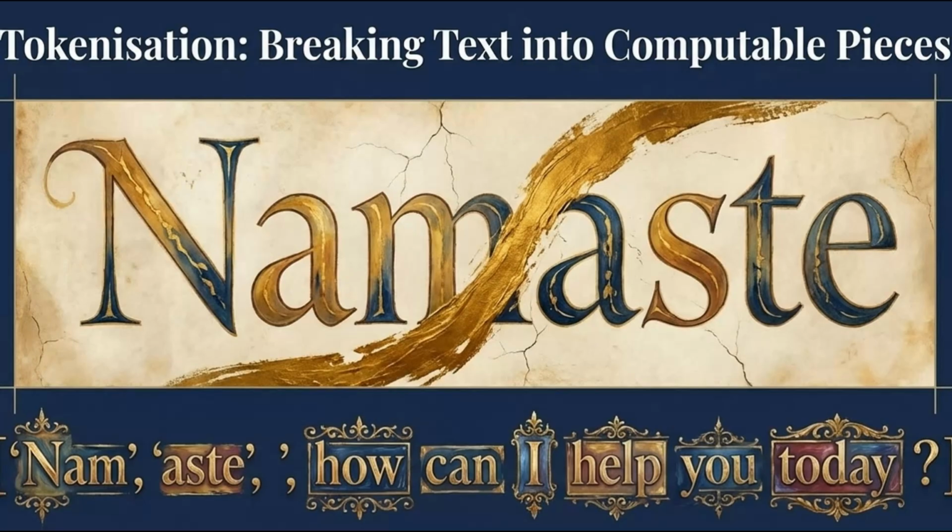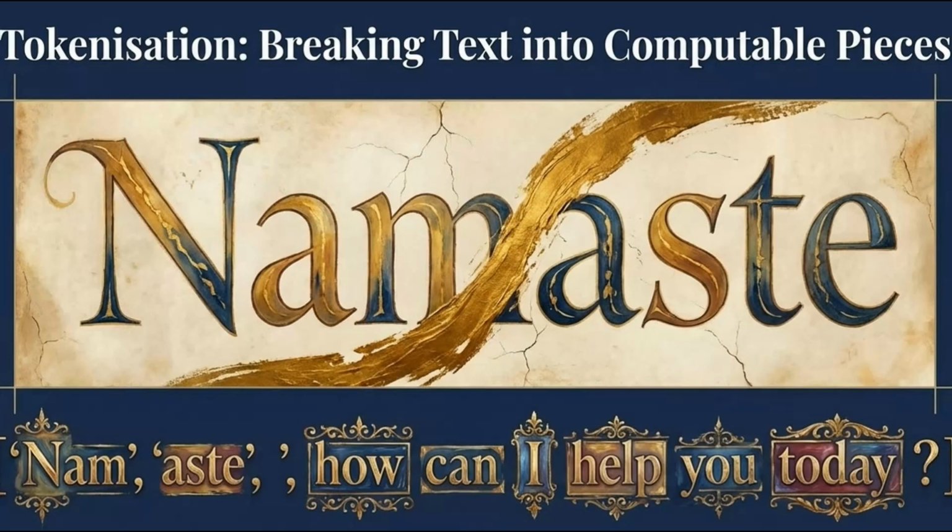A token is roughly a word or a piece of a word. In English, a token might be a whole word like customer, or it might be a fragment like un, ing, or tion. Numbers, punctuation marks, and spaces also become tokens. On average, 100 tokens in English is approximately 75 words. So a typical paragraph of text might be around 100 to 150 tokens.